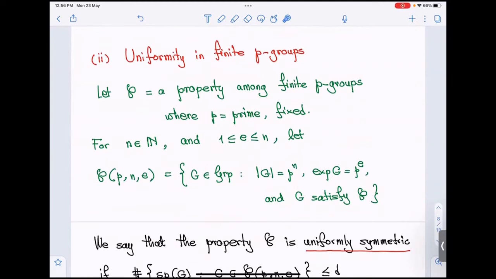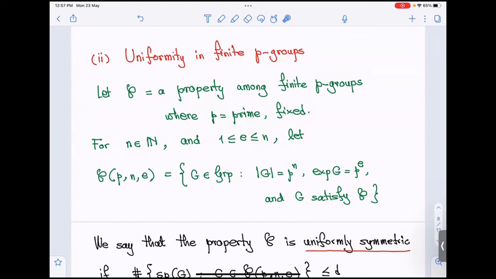You have a fixed p and you write a property among these finite p-groups with respect to a fixed prime. Of course, I don't want to make it explicit. The property usually should not depend on little p. So for example, I can say G being cyclic, so it doesn't depend on what little p you are taking.